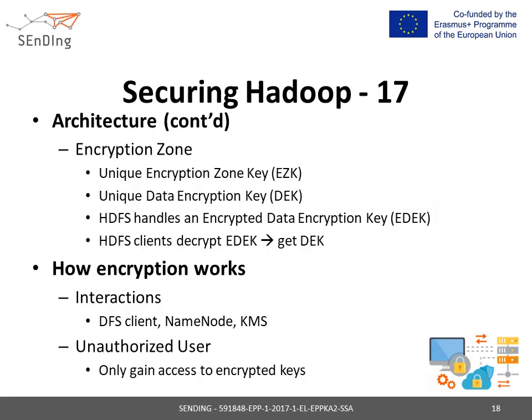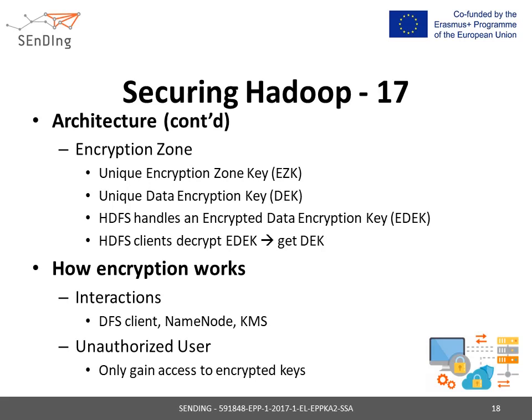For the encryption zones and how they work with encryption keys, we have to consider the following. Each encryption zone you create has a unique encryption zone key, EZK. Each file within an encryption zone has a unique data encryption key, DEK. HDFS only handles an encrypted data encryption key, EDEK, and not the DEK. In order to read or write data, HDFS clients need to decrypt the EDEK to get the DEK for that file to read from or write data to that file.